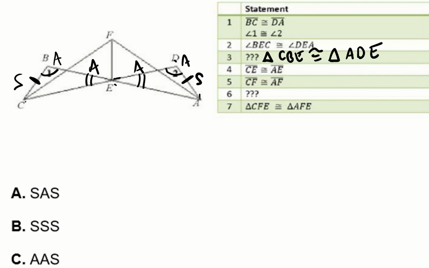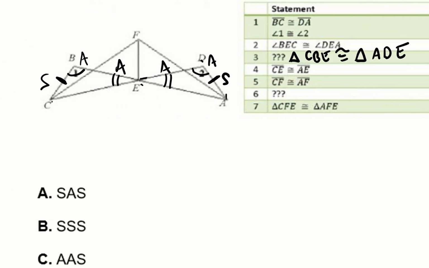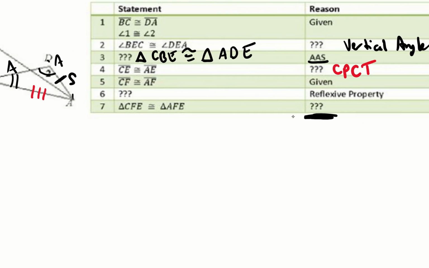Okay, so now that we know that those two triangles are congruent by AAS, that also means that CE is congruent to AE. And so we can go ahead and mark that. And that's just because if the triangles are congruent, that means all these sides have to be congruent to another side on the triangle. And that's due to CPCTC: corresponding parts of congruent triangles are congruent. So CPCTC for short.